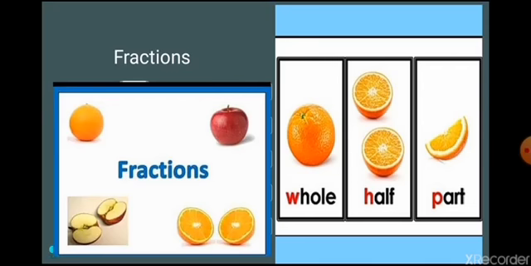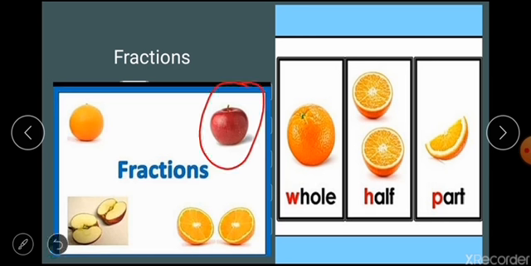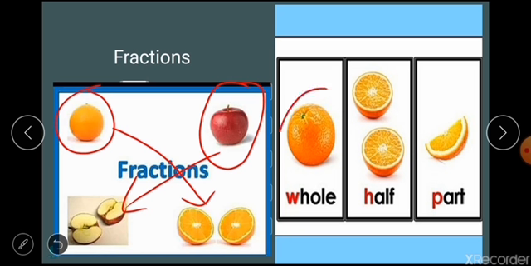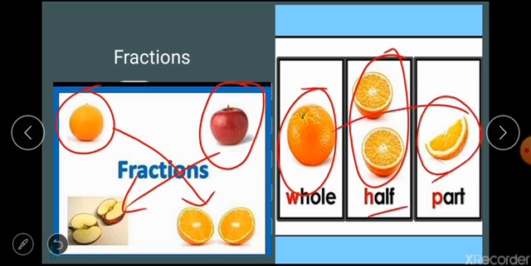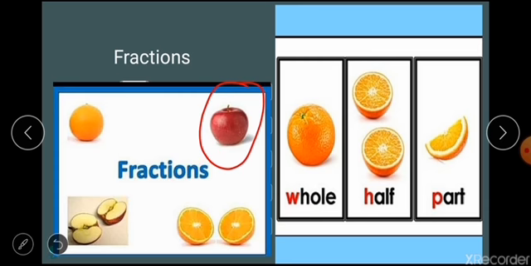I am representing fruits here. Look, if I am taking one apple and this is a part of this apple, it means I am dividing this apple into two parts, and I am taking this orange and again dividing it into two parts. So I am taking a whole, then I divided it into two equal parts, that is called half, and this is a part of this whole.